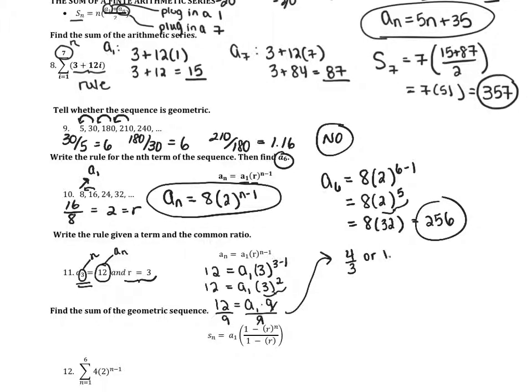Or I'm okay with you saying 1.3. It's 1.3 repeating. You can say 1.3. That is your A1. Now that we know it, now you can write out your rule because we have A1 and we have our R, and it's going to look now like when we wrote it out in number 10.